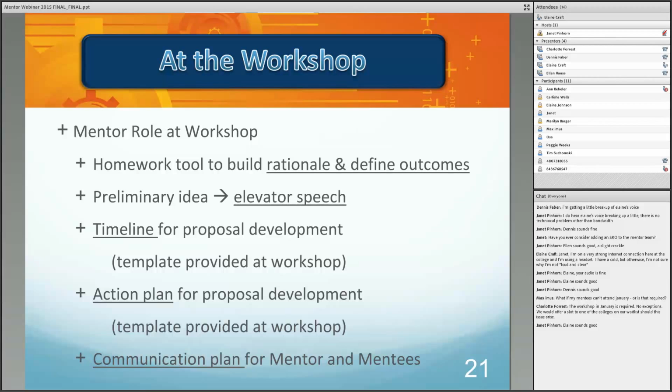To work effectively with your mentee teams, you will need to have a clear plan for communication. Ellen mentioned this, Dennis mentioned this, and I'm mentioning this. Communication. You know, you're veterans at doing this.